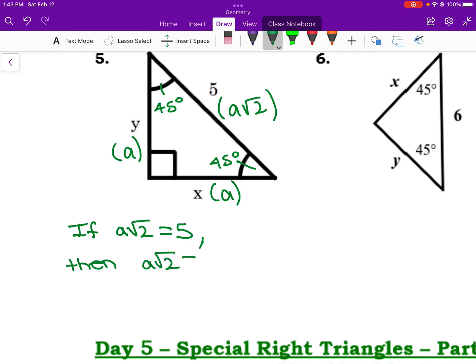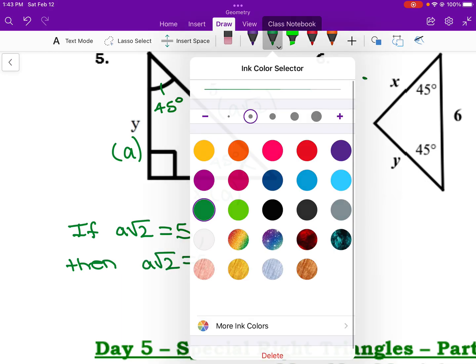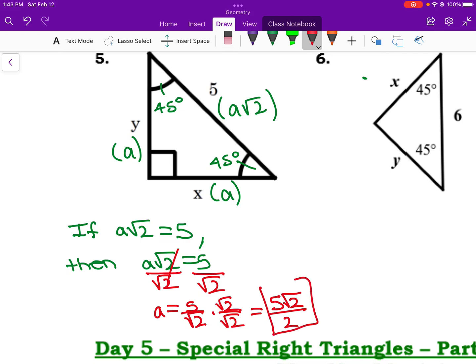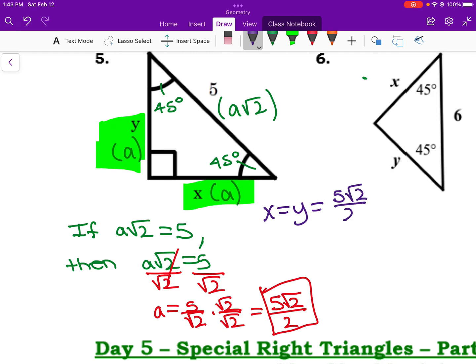Then if we clear this, a root 2 equals 5, so I know I have to divide both sides by root 2 in my process of solving for a. So a would equal 5 over root 2, but we want to rationalize, multiplying top and bottom by root 2. So I would have 5 root 2 over root 4, which is 2. Okay, so this is my a, but these are interchangeable. x is the same as a, y is the same as a. So x would equal y, which equals 5 root 2 over 2. And that would be your final answer.